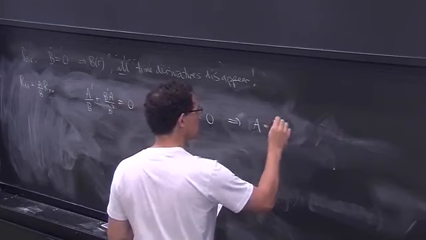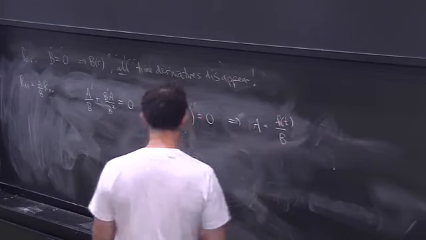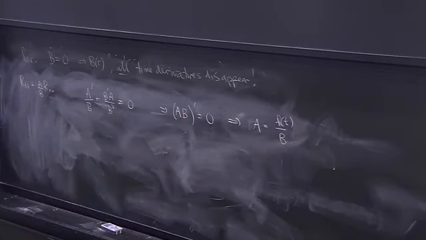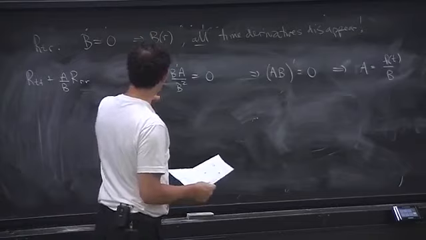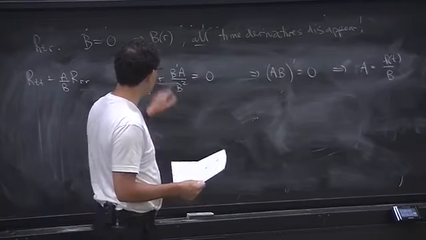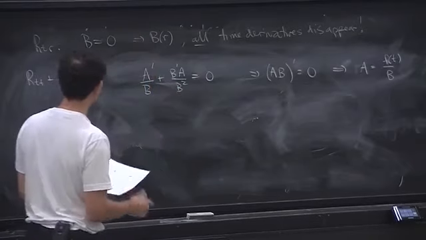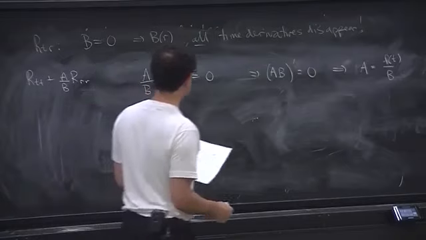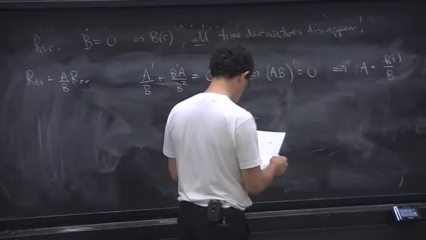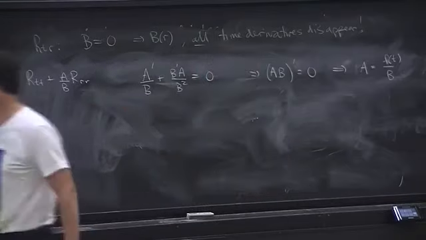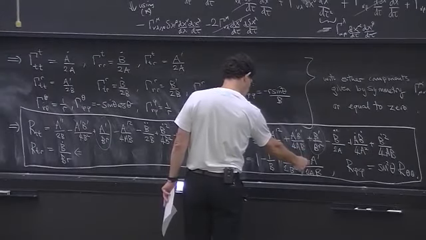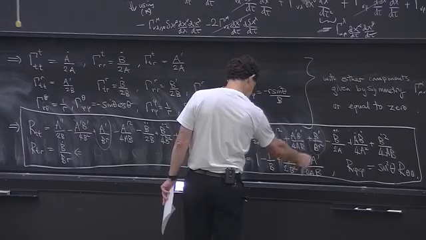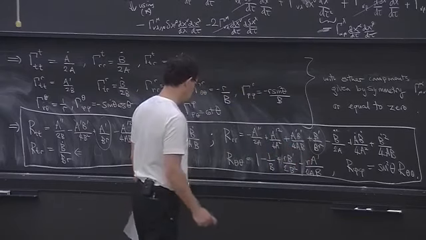A is an arbitrary function of time over B. And if that is true, I can plug it back into this equation. Sorry, I want to use the R theta theta equation. If A is 1 over B is a function of T over B, you see the function of T disappears.